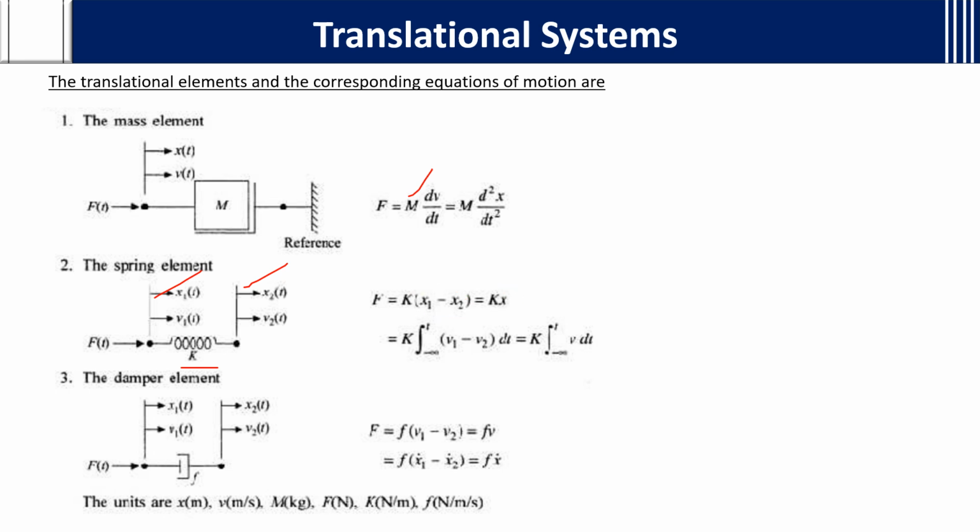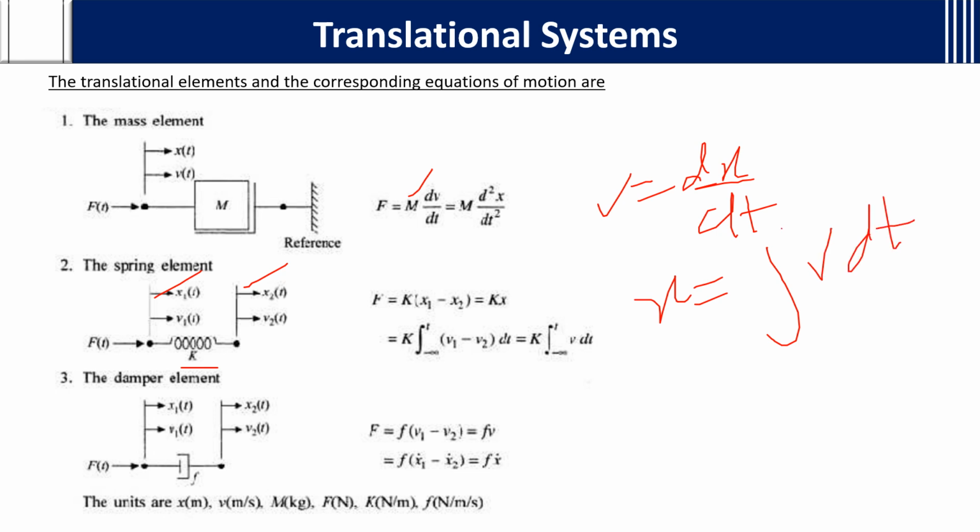Then we can write the displacement in terms of integration also. How? You know that v is dx by dt. Again, x you can write, if differentiation goes to the left hand side, it becomes integration. So integration of v dt can be written. In the same way, x1 minus x2 is written as integration of v1 minus v2 dt, that is equal to k integration, totally we will write as v dt. Understand?